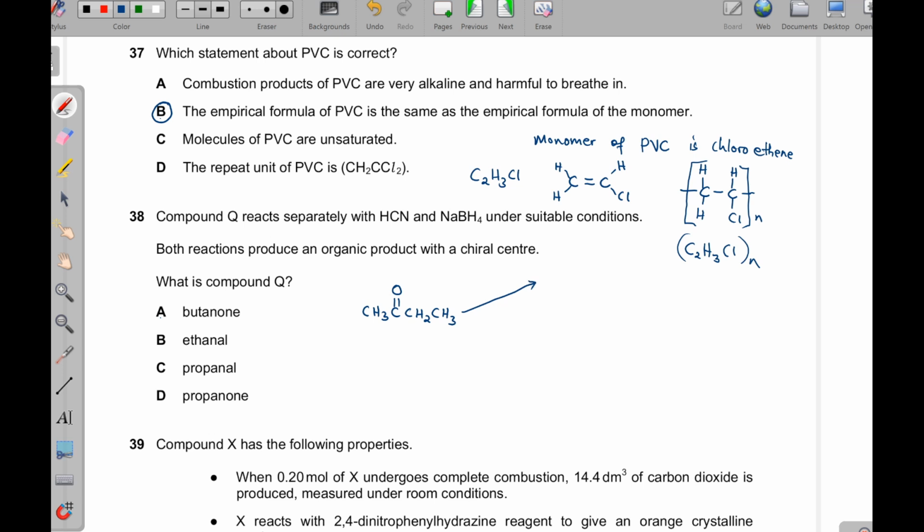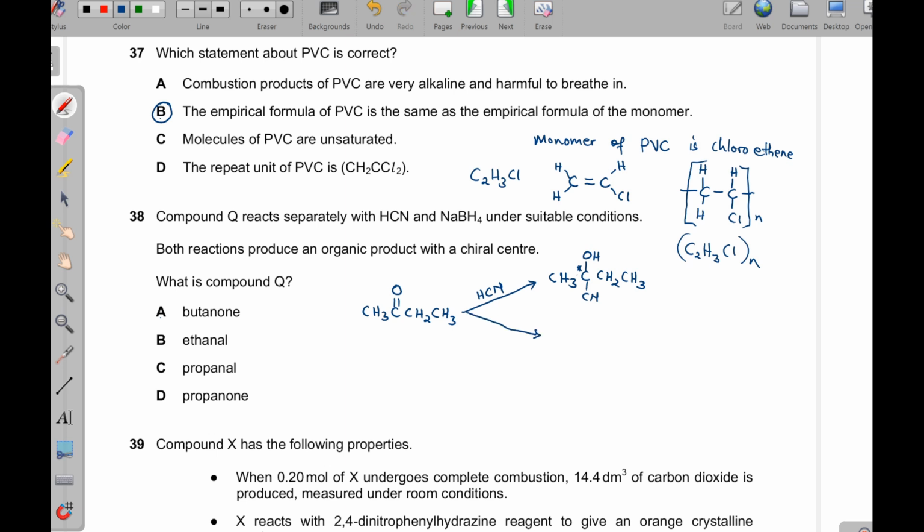When this one here reacts with hydrogen cyanide, we get a hydroxynitrile. When these carbonyl compounds react with hydrogen cyanide, we get hydroxynitrile. So this is CH3. Then here we shall have an OH and then CN here, then CH2, CH3. This one is a chiral center here. Why? Because this is a group that is different from this, different from this, different from that. So that is a chiral center. So that's a tick. Then we go to another one.